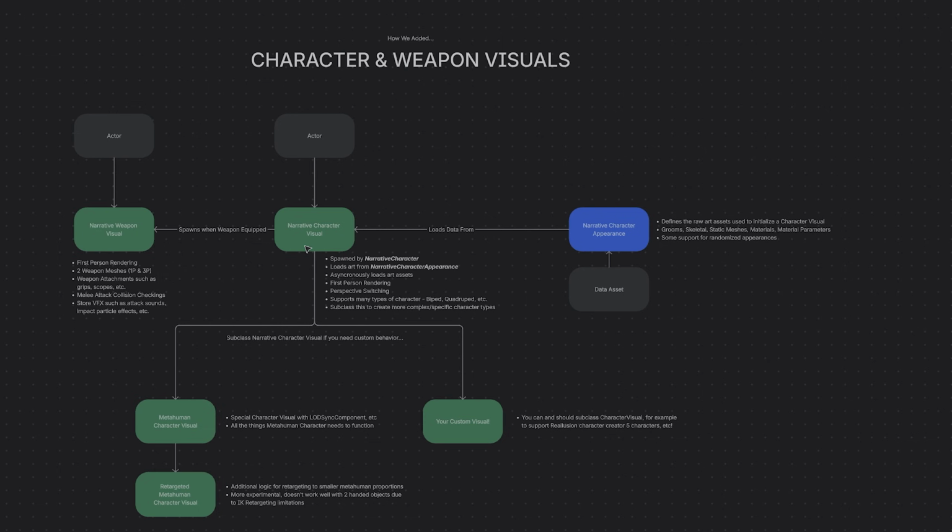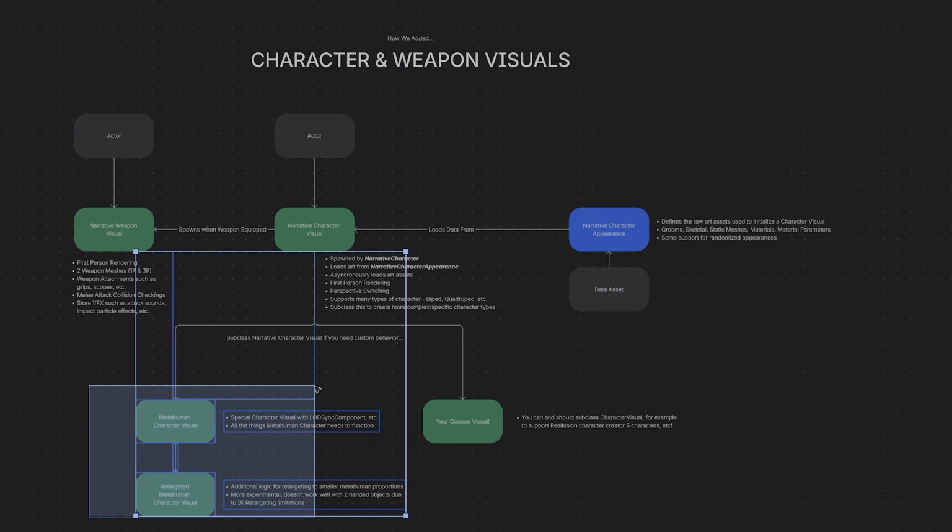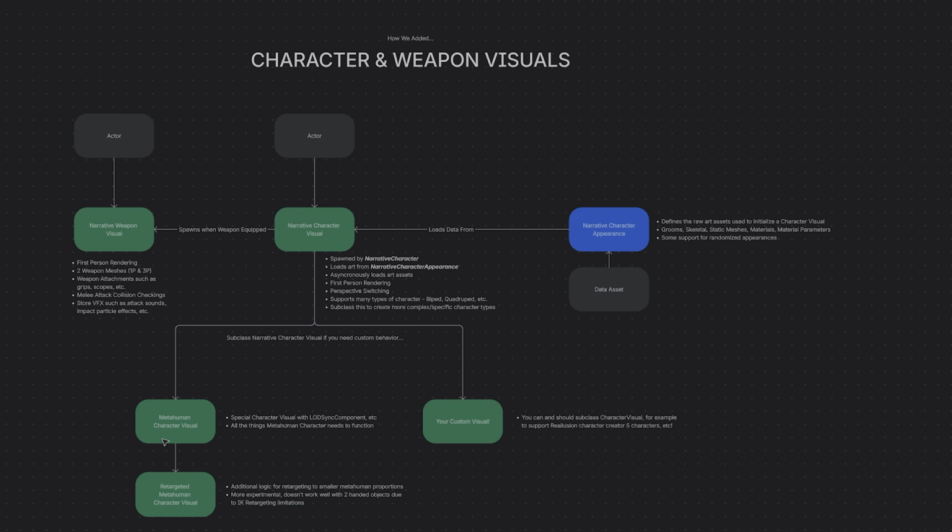The character visual supports lots of pretty complex stuff like first-person rendering and perspective switching. It allows you to make lots of different types of character, like bipeds or quadrupeds such as horses. And you can subclass it if you need more custom behavior. For example, metahumans need a little bit of extra logic, so we subclass the character visual to make a special metahuman character visual. This comes with Narrative Pro if you ever want to use a metahuman setup.